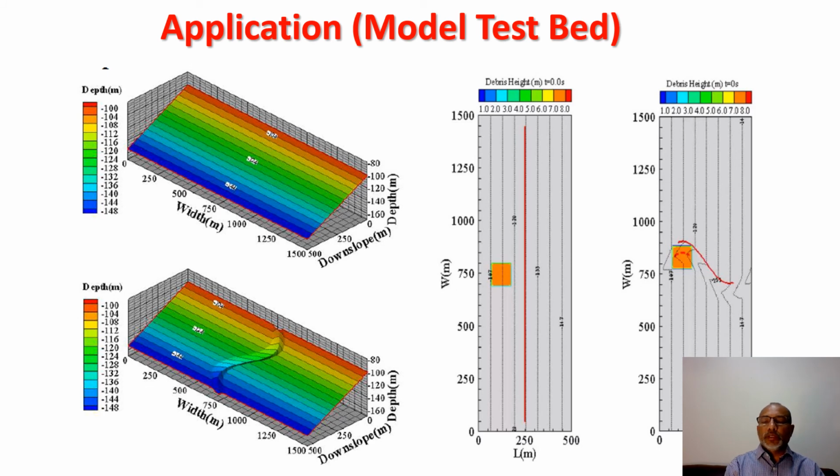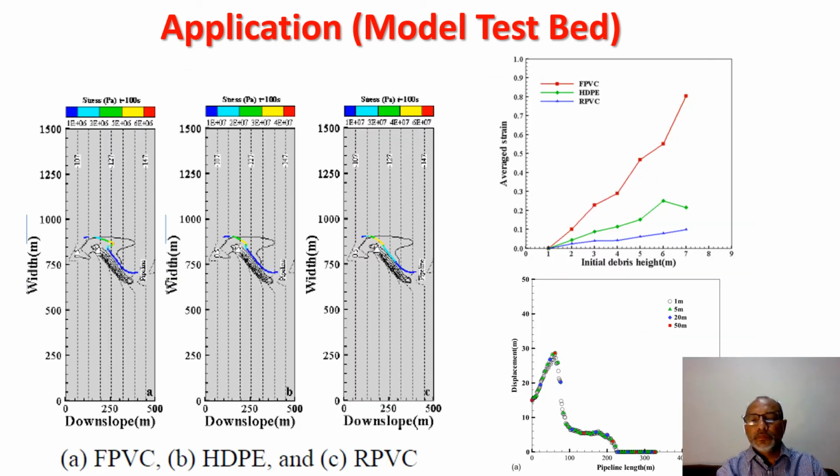We can also extract crucial parameters along a pipeline, such as strain or displacements. Here we put some pipelines along the model test bed, with the red lines showing around here. This is the uniform slope. The pipeline is routed parallel to the slope, and the other one is along the canyon, and these are the failure mass. So this shows some of the results from the test bed exercise that we did.